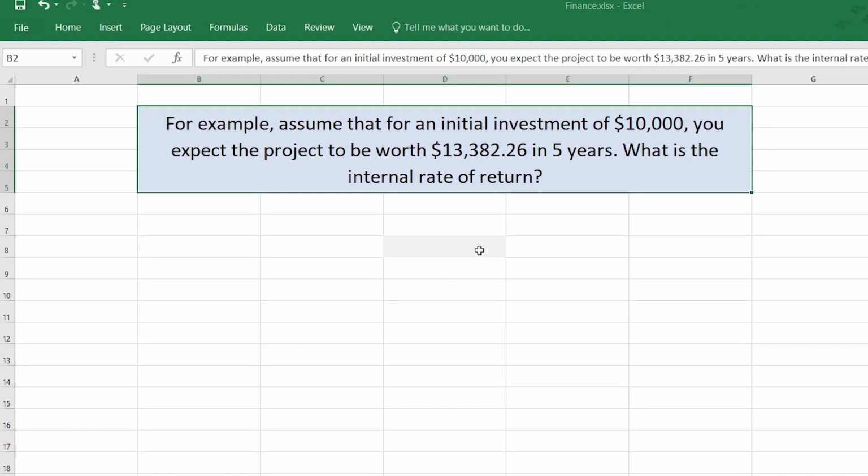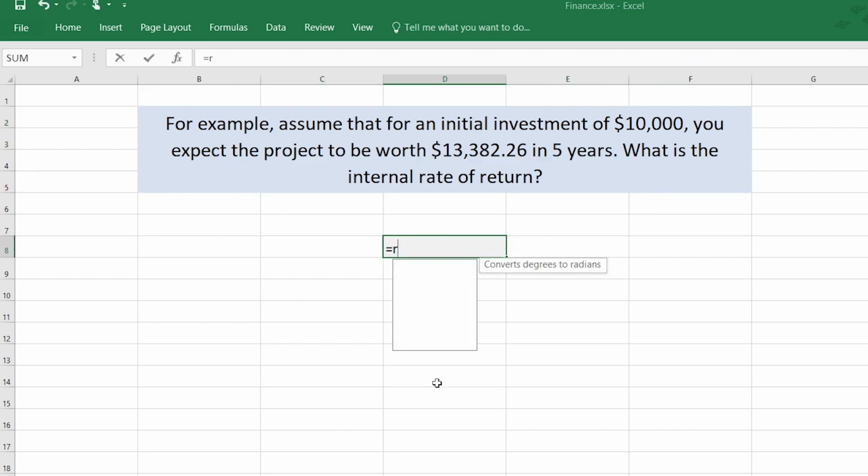For example, assume that for an initial investment of $10,000, you expect the project to be worth $13,382.26 in 5 years. What is the internal rate of return? To answer this question, you can solve for rate in Excel.